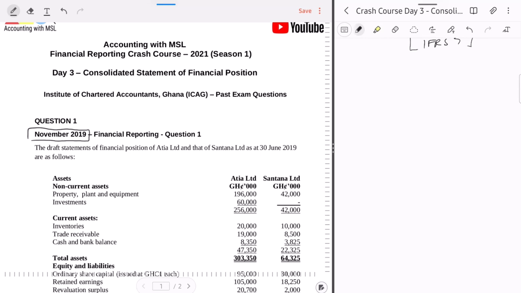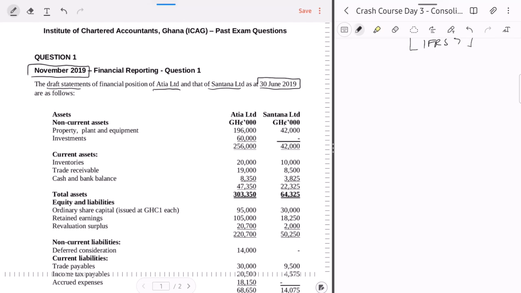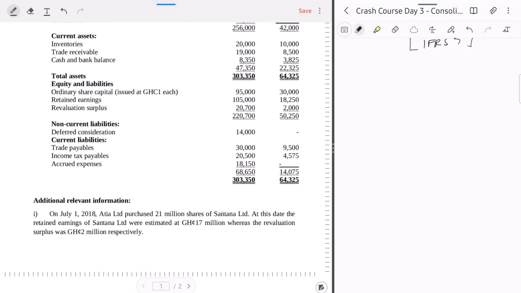What's the preamble here? The draft statement of financial position, so they are saying it's draft, of Atia Limited and that of Santana Limited. Please always take note of the year end in group accounts questions. As at 30th June 2019 are as follows. So we've been given the financials. We are given, as usual, additional relevant information. These are the notes. Perfect.